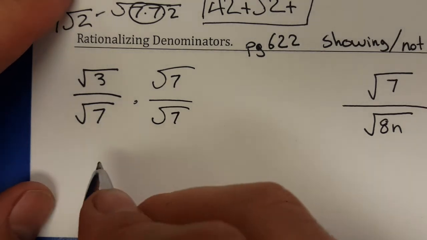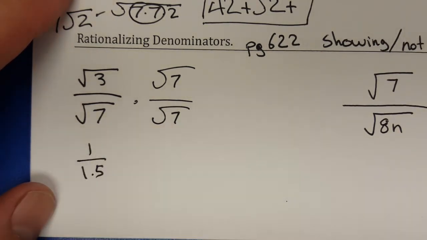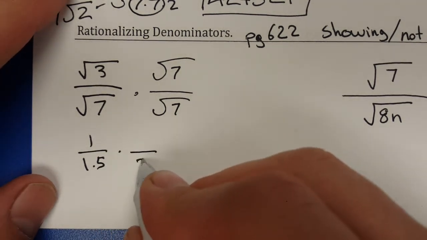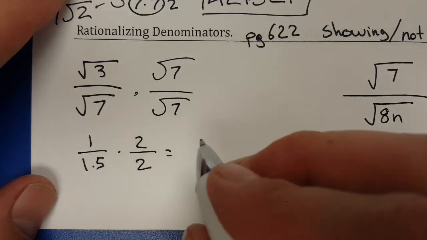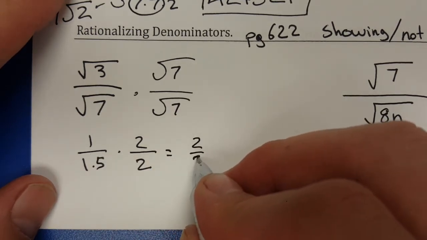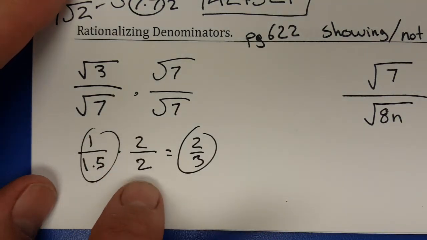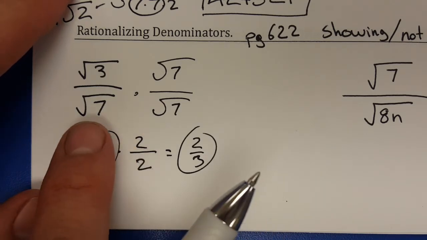This is no different than if we had like 1 over 1.5. Okay, that's bad. You don't want a decimal on the bottom. So if you double that really quick and you double the top, it's going to look a little prettier. Okay, 1 over 1.5 is actually 2/3. Okay, those are the same fractions. So if you take the top and bottom times the same number, you're not changing the value, you're just changing the prettiness of it. And this is not pretty.